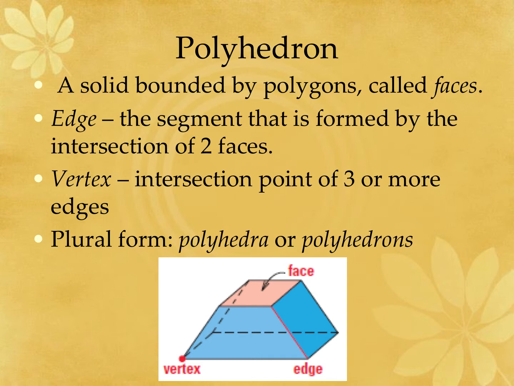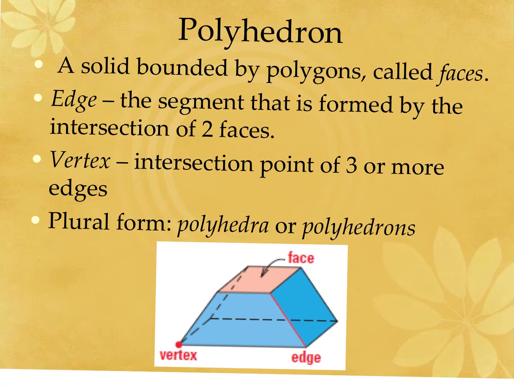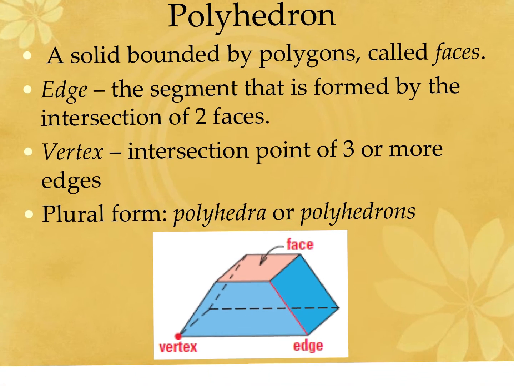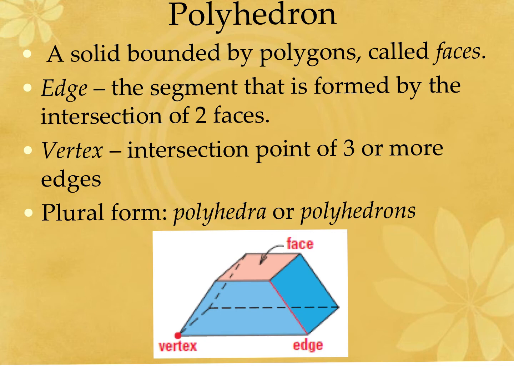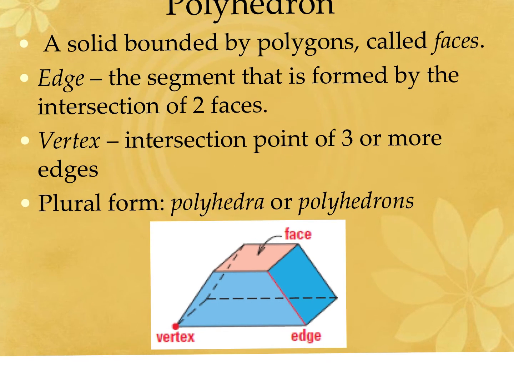The picture here at the bottom is actually a picture of a trapezoidal prism. Now, notice the faces. The faces are all of the polygon sides here. The edges are the location of the intersection of two faces. And the vertices are where it's the intersection point of three or more edges.